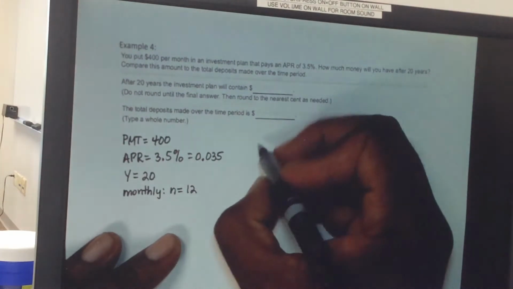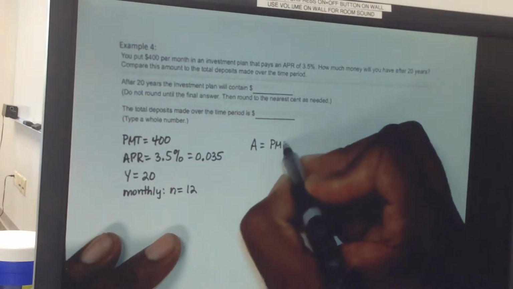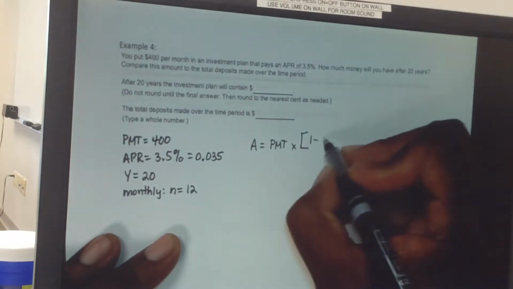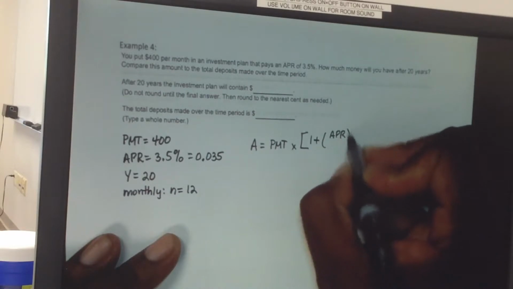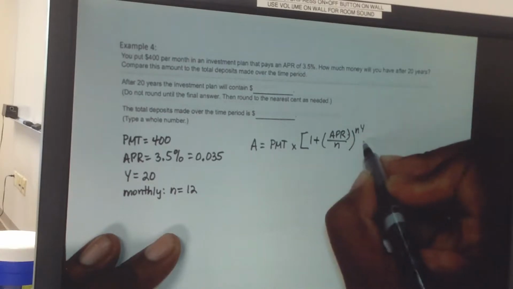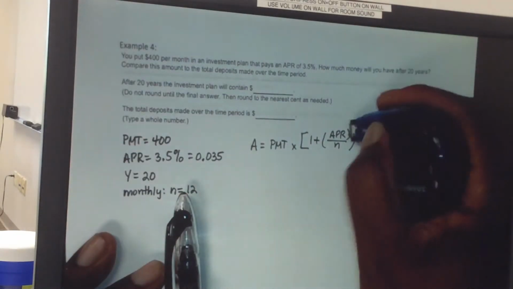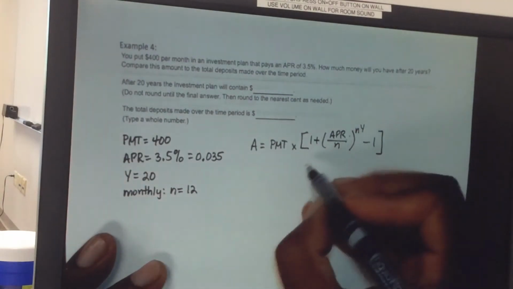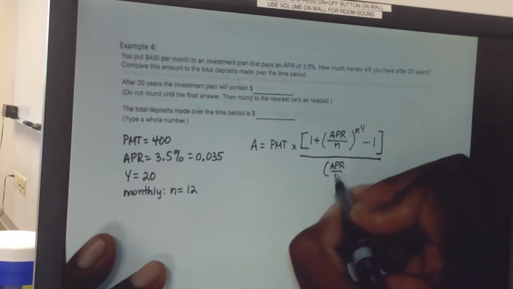So in this case here, the amount after 20 years would be this formula, PMT times the quantity 1 plus the APR divided by N, raised to the N times Y, and then minus 1. The whole thing is divided by APR divided by N.